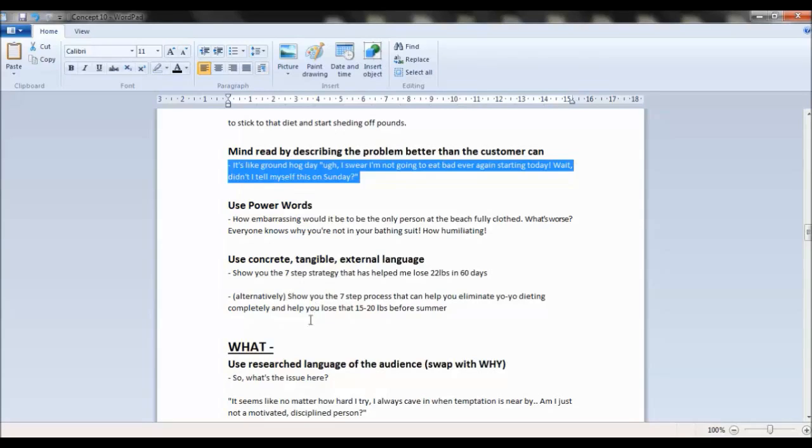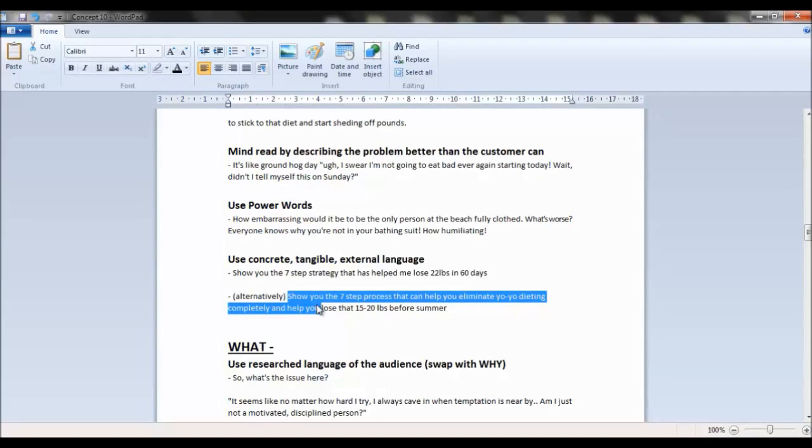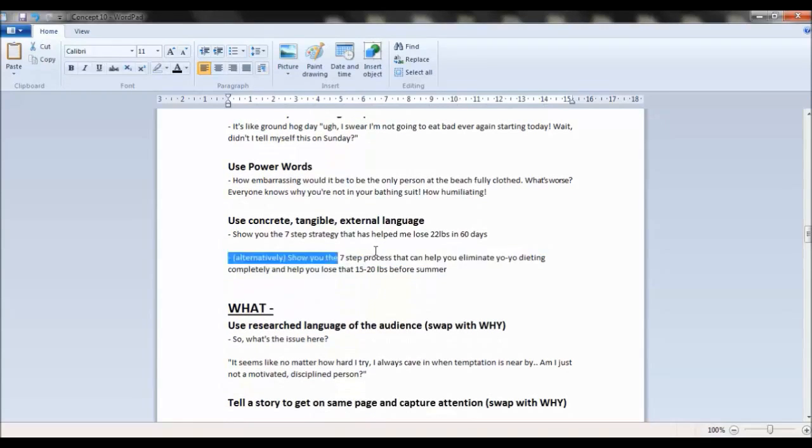And alternatively, you can say, show you the 7-step process that can help you eliminate yo-yo dieting completely. Let me restart. Show you the 7-step process that can help you eliminate yo-yo dieting completely and help you lose that 15 to 20 pounds before summer. So very concrete, very external. You know exactly what this is talking about.